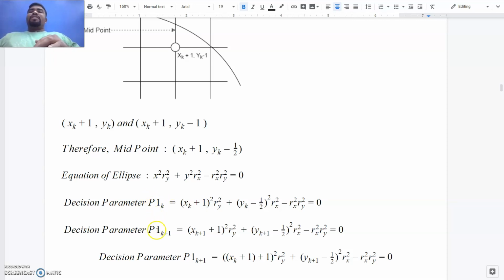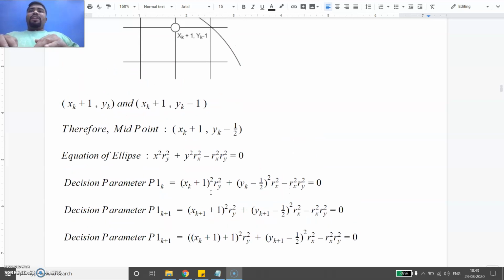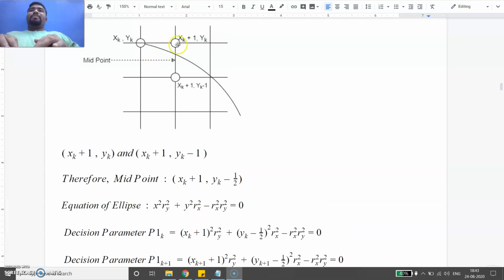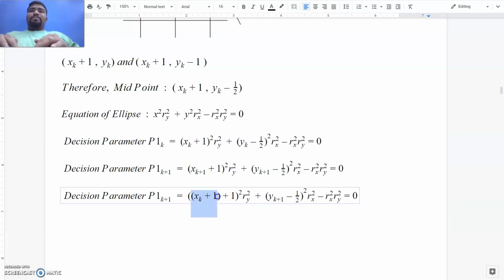Similarly, as we did for the circle, we'll find the next decision parameter, that is p next. So this is p1 k plus 1, and to do that we are just replacing k with k plus 1. You can clearly see that happening right now. So we can see that p1k plus 1 is equivalent to, we can write xk plus 1 as xk plus 1. Why is it so? Because we clearly know that when we are in region 1, the x next is always going to be xk plus 1. As you can clearly see over here, xk gets incremented by 1. So xk plus 1 is going to be xk plus 1. So I've just written this particular term as xk plus 1.